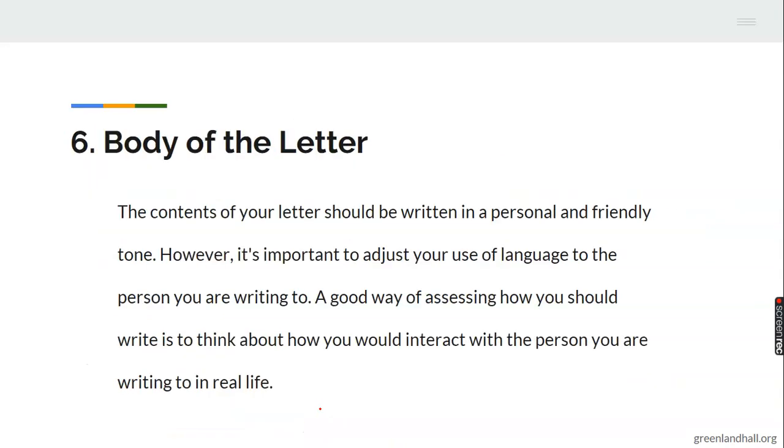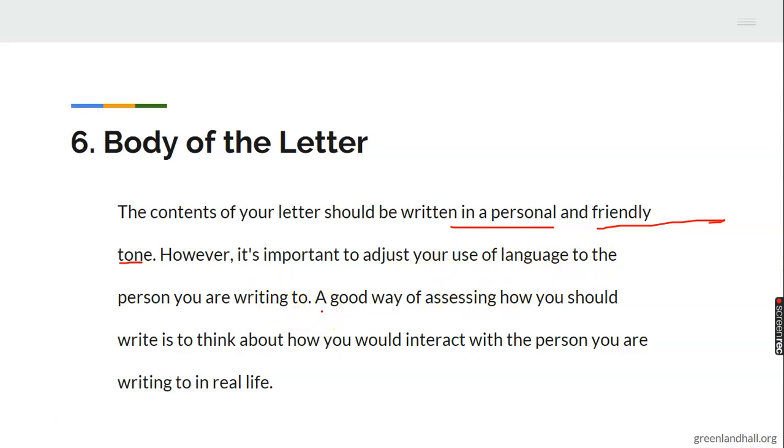Alright? The next one, the body of the letter. The content of your letter should be written in a personal and friendly tone. Yes, personal and friendly tone. You are writing an informal letter, and so it must be in a personal or a friendly tone. However, it is important to adjust your use of language to the person you are writing to.